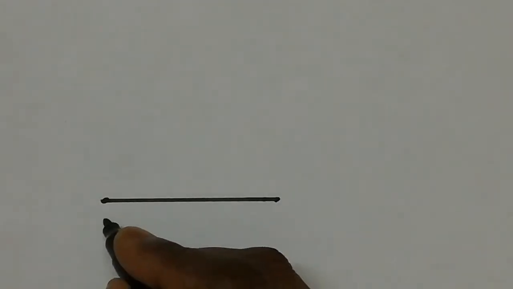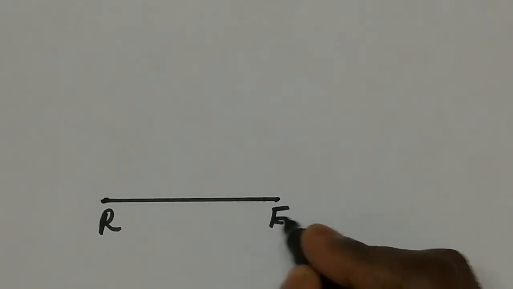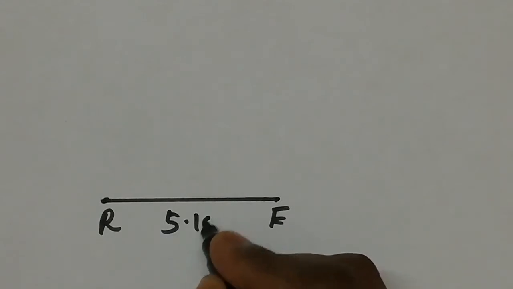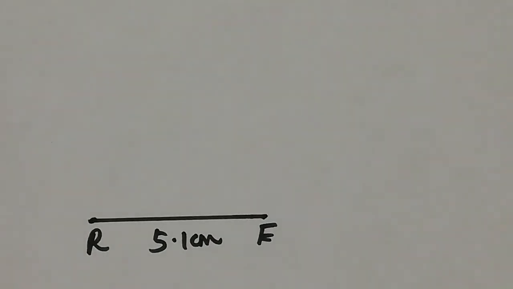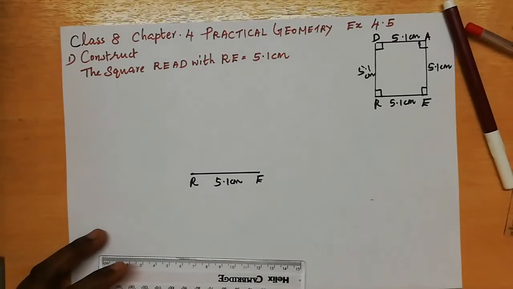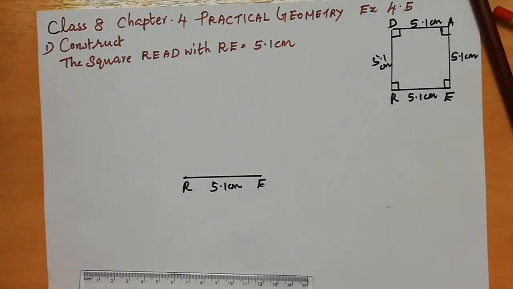Then we will name it RE, 5.1 centimeter. Now what should we do? Look at the rough figure. This angle R is 90 degrees, angle E is also 90 degrees. So we will construct angle R as 90 degrees.